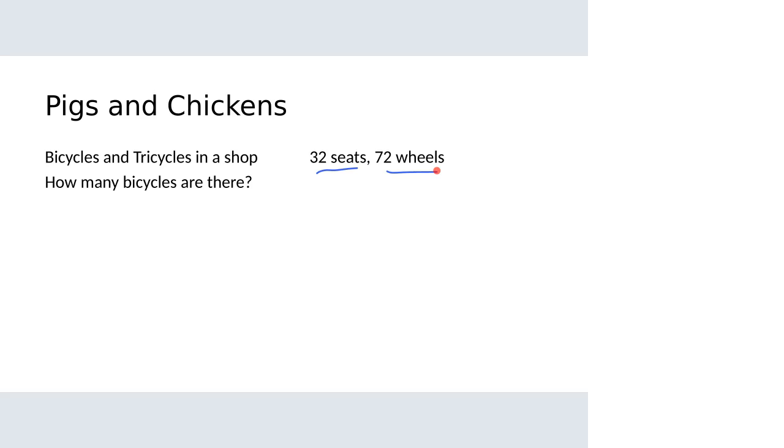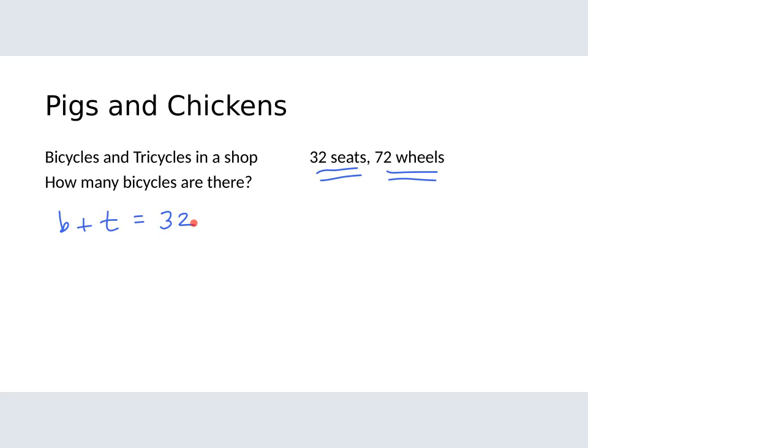You can do this with trial and error. You can do this with a picture, or what's most common is to do this with algebra, setting up two equations and solving. And that's the way we're going to go about it. We're going to make an equation about the seats, and another equation about the wheels. A bicycle has one seat, a tricycle has one seat. So bicycles plus tricycles equals 32. That equation's about the number of seats in the shop.